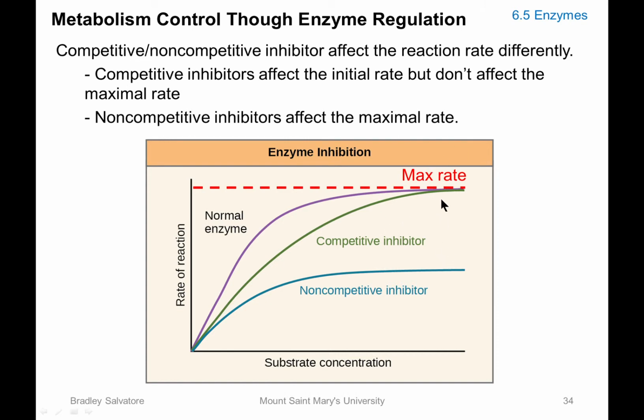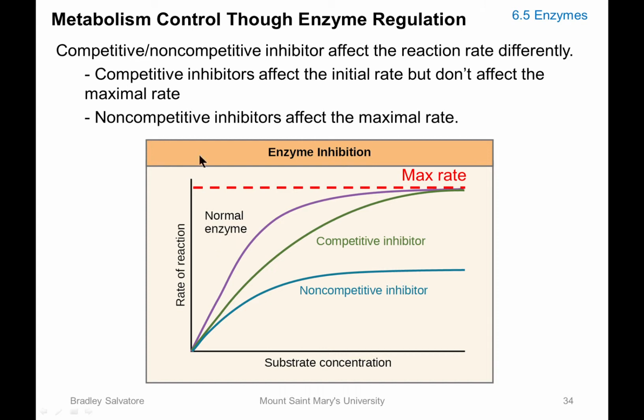The competitive inhibitor will block the substrate, thus it will dampen the rate of the reaction. However, when you add enough substrate, you will eventually be able to reach this max rate again. So the competitive inhibitor will only affect the initial rate, as you can see here from this purple line becoming the green line. The rate actually decreases along the way, but it will eventually reach the maximum rate.